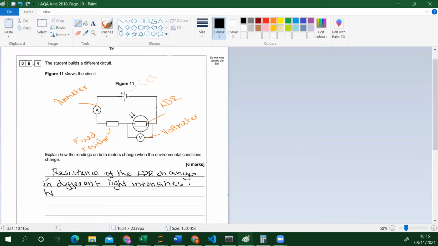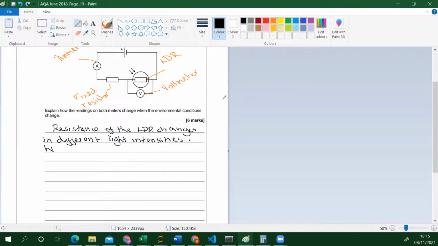Okay, so let's describe it in a bit more detail. When light intensity increases, resistance of LDR decreases. The reason for that is something called the photoelectric effect. It's a bit like a solar panel, a solar photovoltaic cell: when light shines on it, electrons are released. It's the same type of thing.